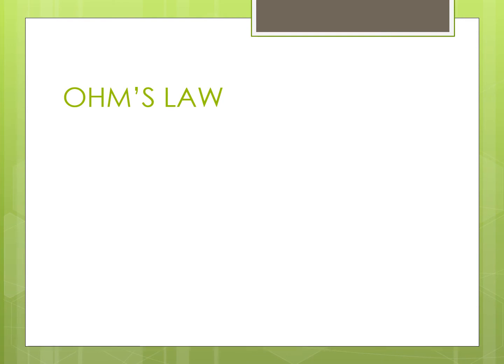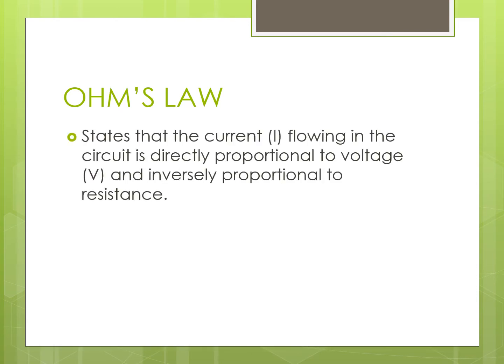Ohm's Law states that the current flowing in a DC circuit is directly proportional to the applied voltage and inversely proportional to resistance. So therefore, if we derive the formula from this statement of Ohm's Law, it will give us I, or current, is equivalent to voltage, or V, over resistance.